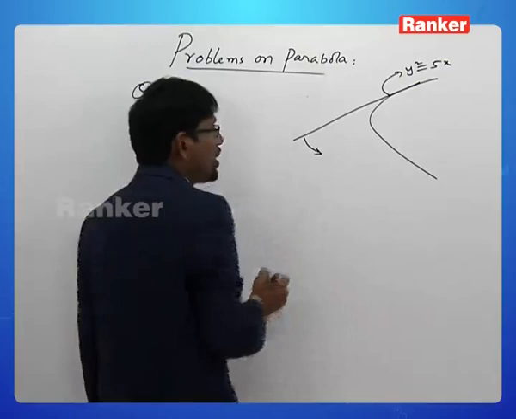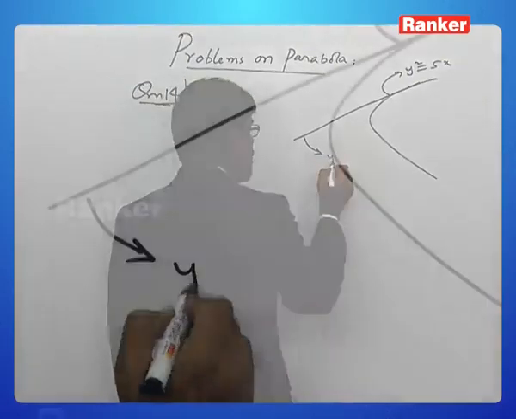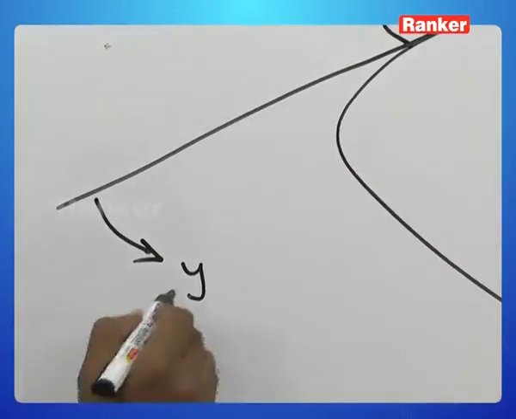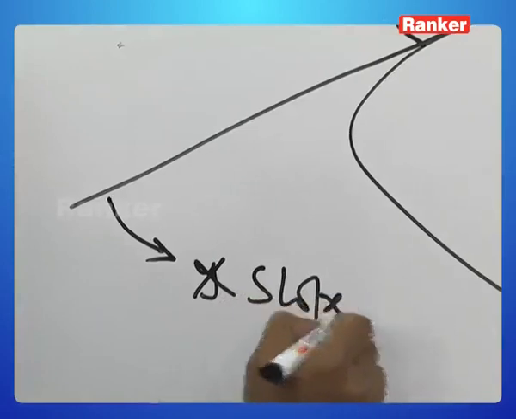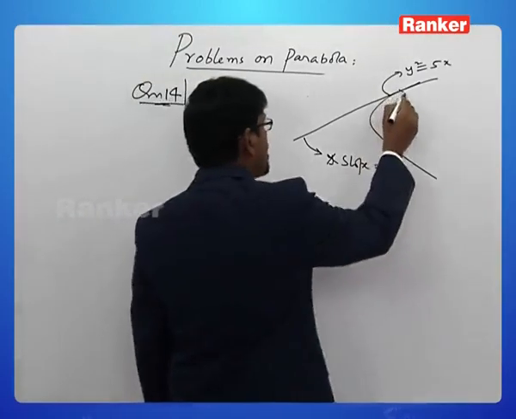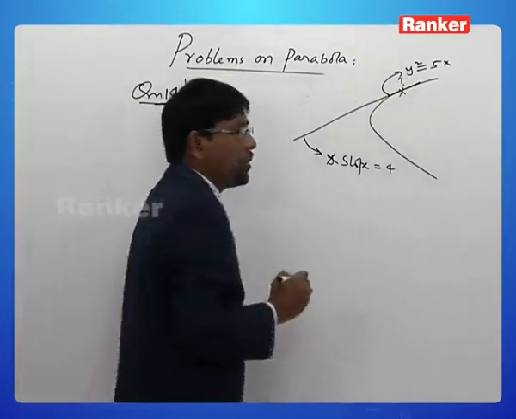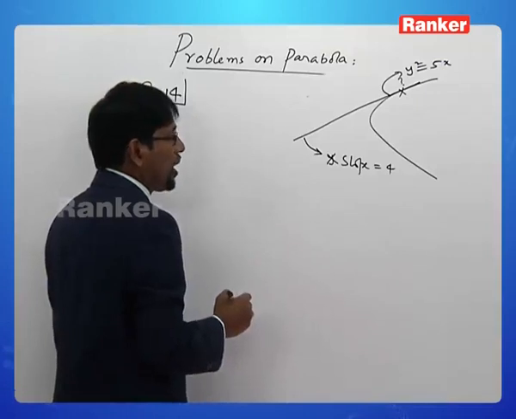This tangent is known to be parallel to y equal to 4x plus 1. Therefore, the slope of this is m, 4. Slope is 4. Now, what we are interested in is this point of contact. Okay, how do we write it?